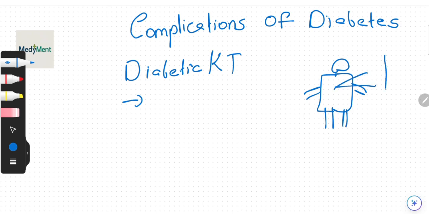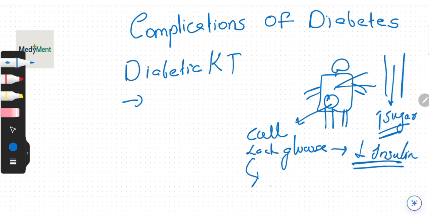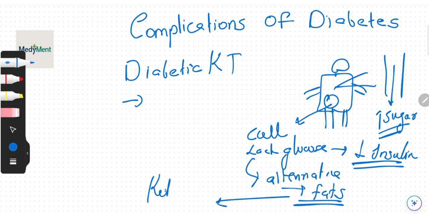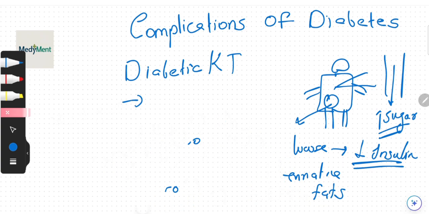In short, in the body itself, the blood vessels have high sugar content. And because of that, the cells lack glucose due to low insulin. So they use an alternative pathway by using the fats. By using the fats, the ketones get formed. And once ketones are formed, it shows metabolic ketoacidosis. That's in short what really happens.